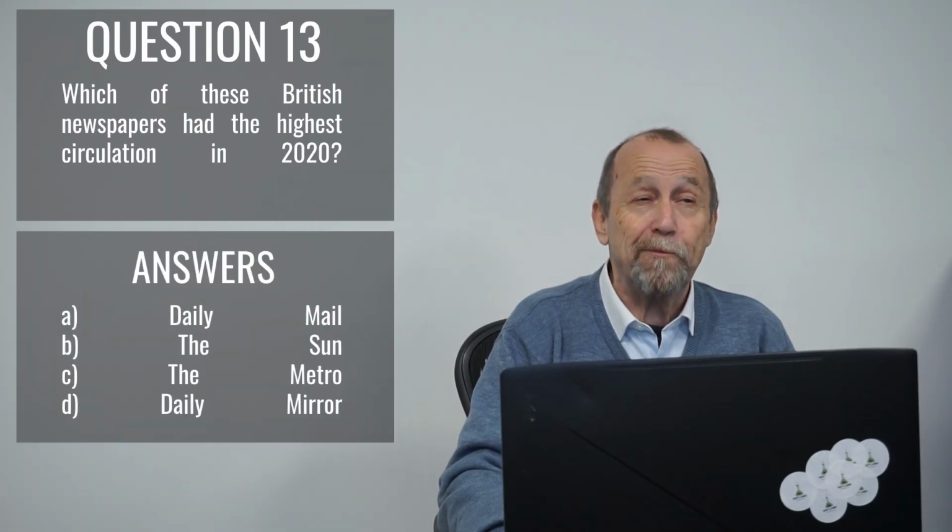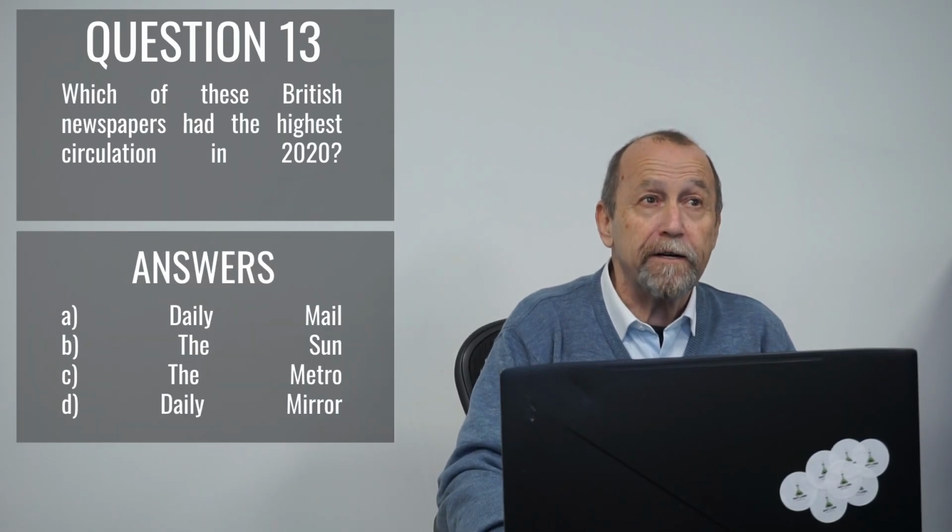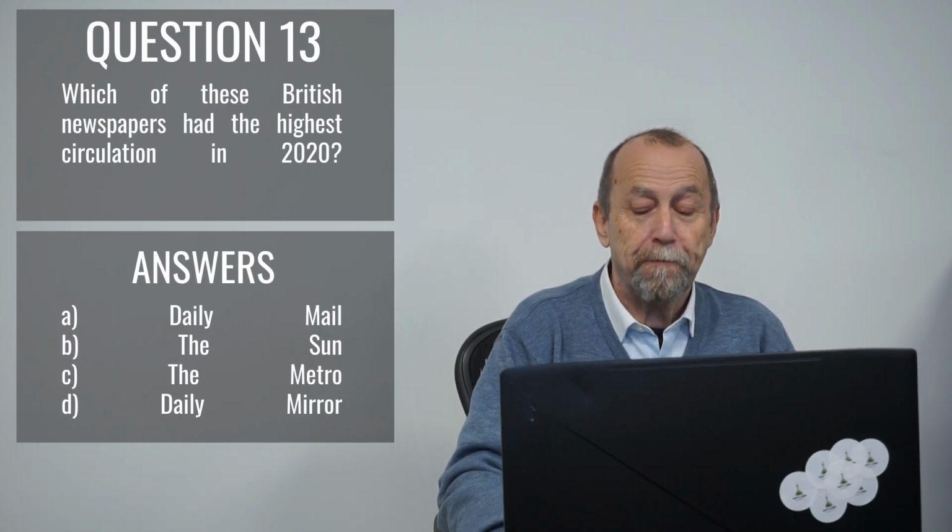Question number 13. Which of these British newspapers had the highest circulation in 2020? Was it the Daily Mail, the Sun, the Metro, or the Daily Mirror?